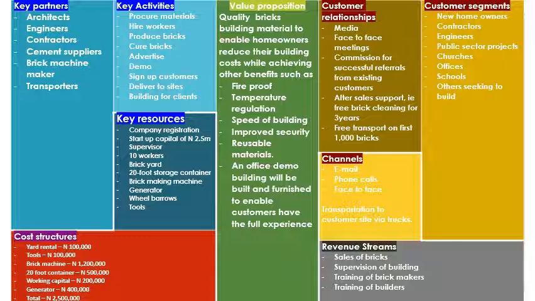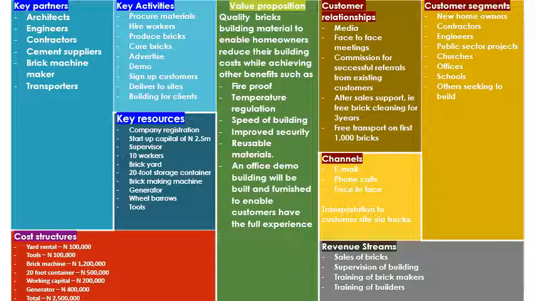Who are his key partners? These are the people he can't really do without. They are architects, engineers, contractors, cement suppliers, brick machine maker, and the transporters for the bricks. Now, what are the key activities within the business? He will procure materials, hire workers, produce bricks, cure bricks, advertise the bricks for sale, demonstrate the brick building, sign up customers, deliver to their sites, and build for clients.